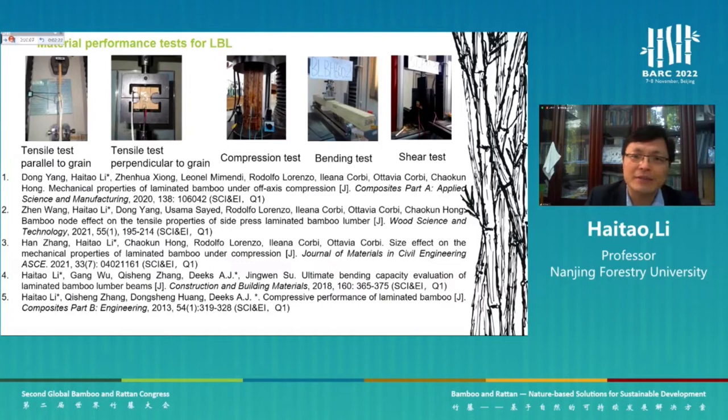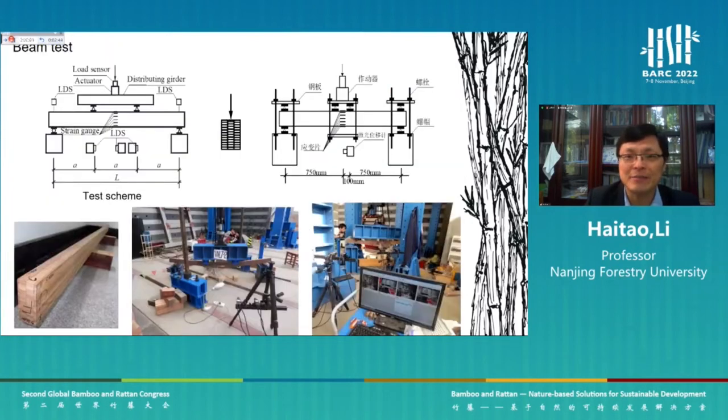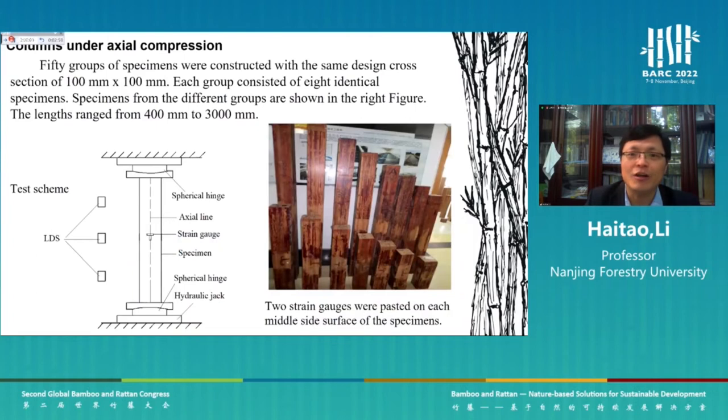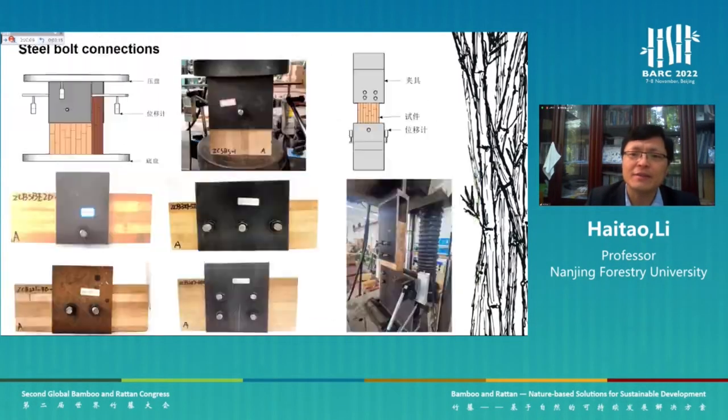The mechanical performance of laminated bamboo lumber has been researched by our team. A lot of papers related to compression, tensile, shear, bending, and so on have been published. If you are interested, you can download the papers. Besides the basic mechanical performance tests, we have done a large quantity of experiments on beam tests, both under static loading and cyclic loading, and column tests, considering the slenderness ratio, eccentric value, and so on. Besides structural elements such as beams and columns, we have also done a large quantity of tests on connections.